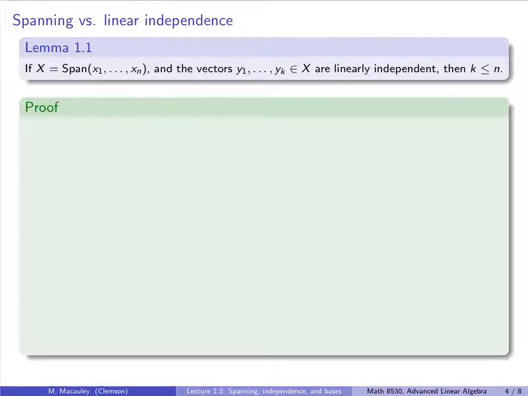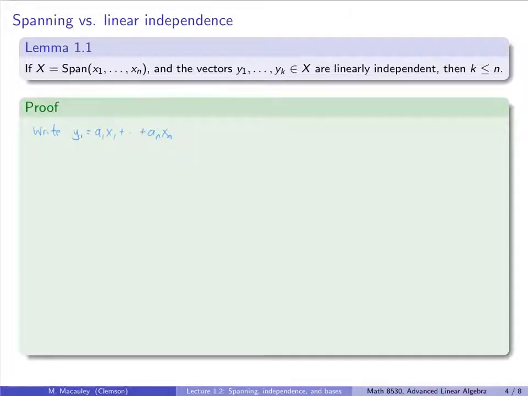If a vector space X is spanned by n vectors, x1 up to xn, and the vectors y1 up to yk are linearly independent, then k has to be less than or equal to n. So let's prove this. What we'll do is take y1 and write our first vector as a linear combination of the xi's, which we know we can do. So a1 x1 plus ... an xn.